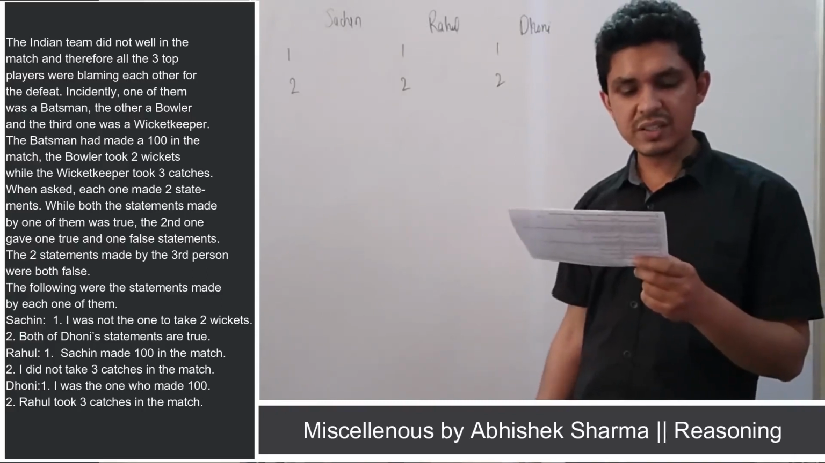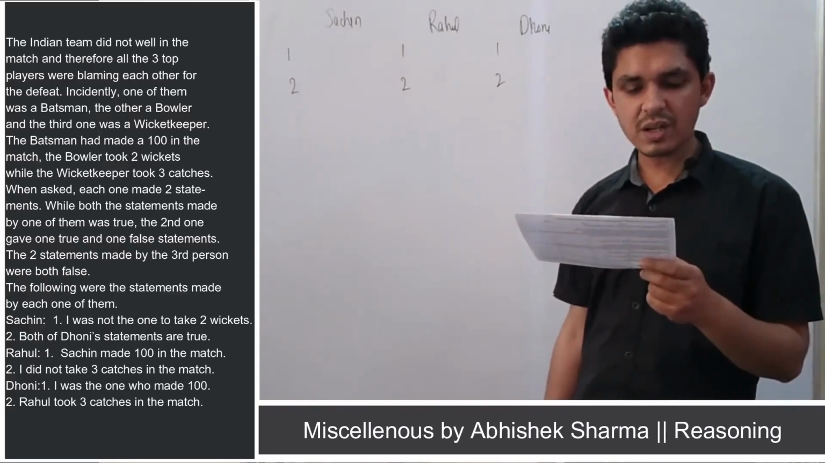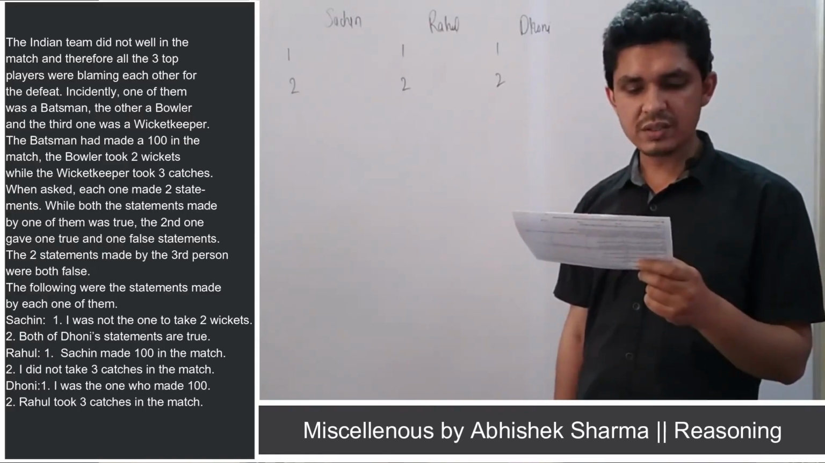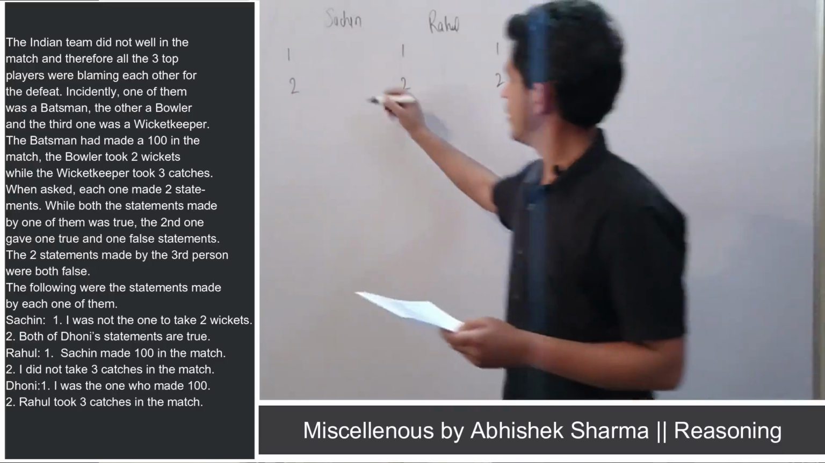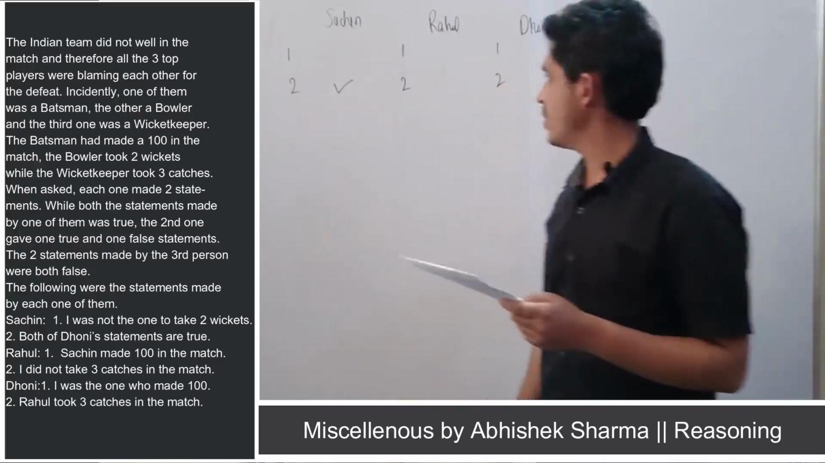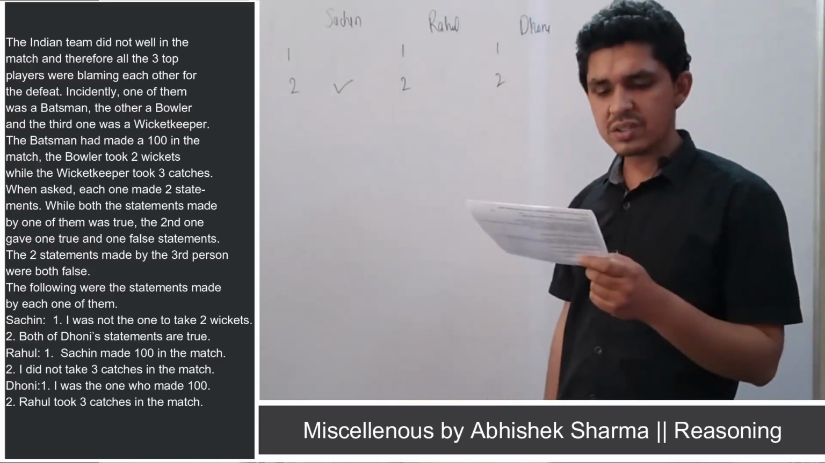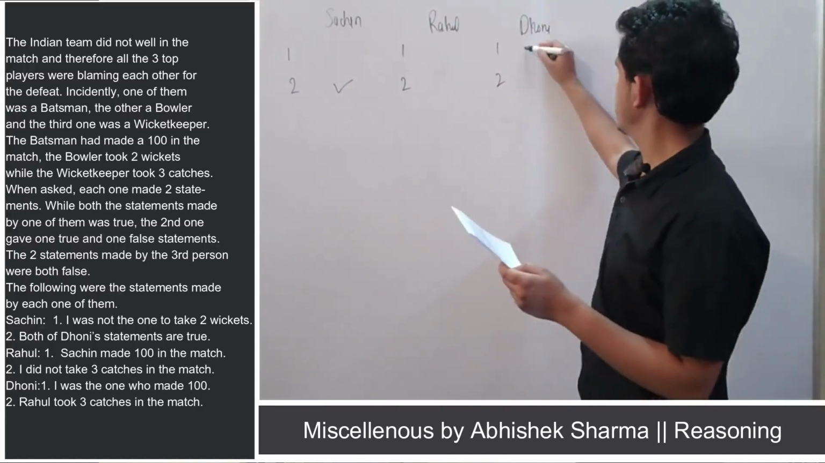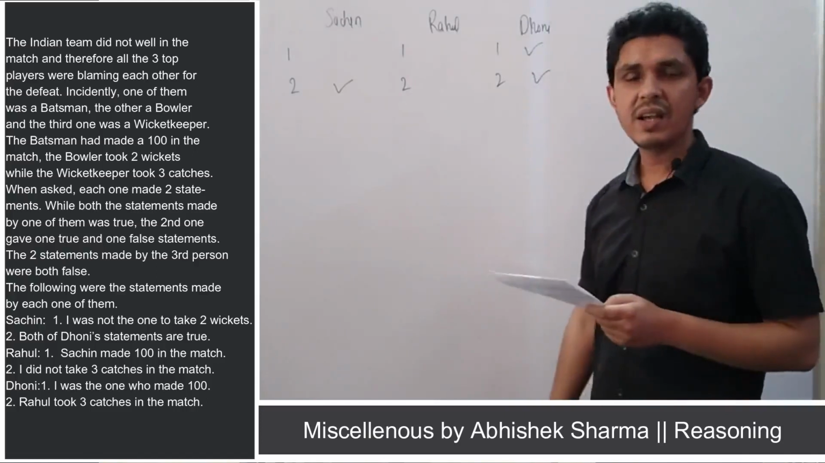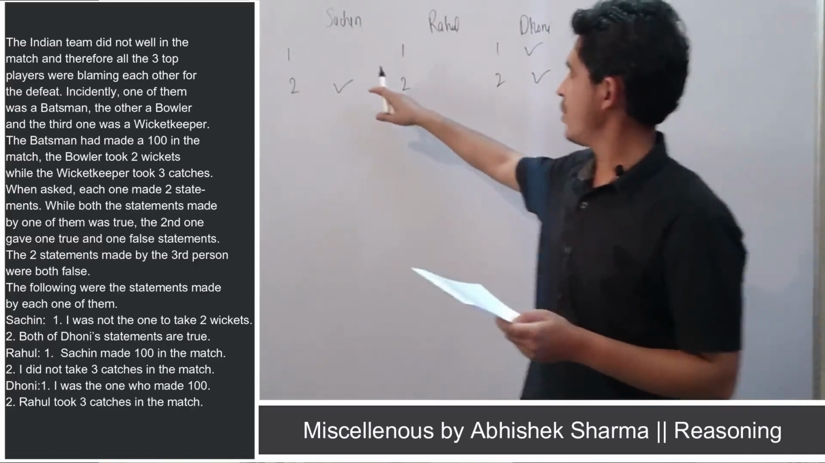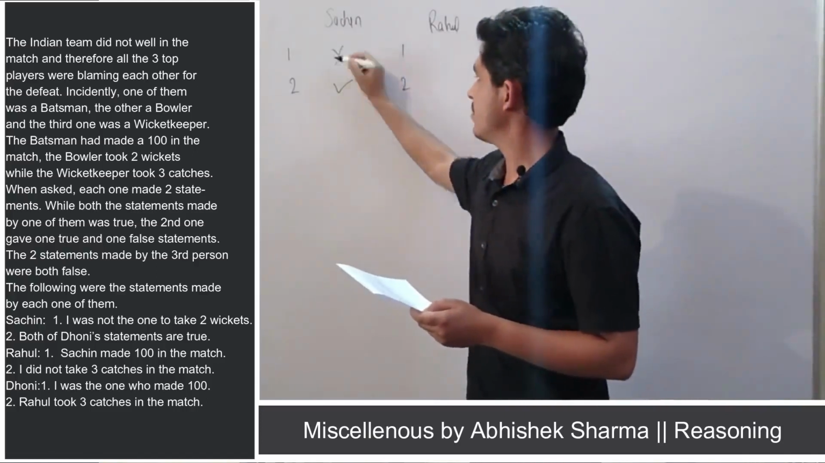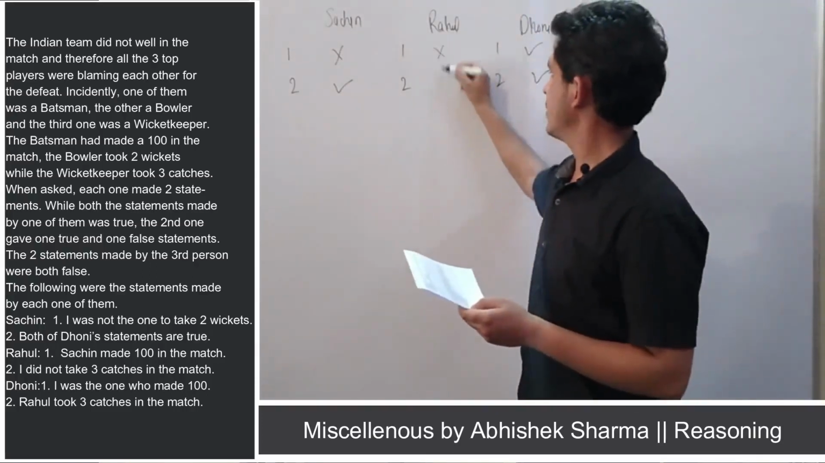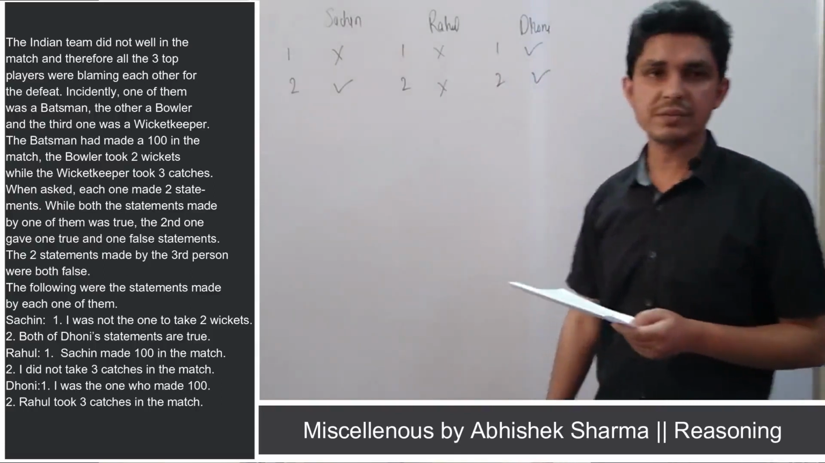And if we check the statement of Dhoni, Dhoni's statement is, I was the one who made 100. Rahul took 3 catches. Okay, if we take the second statement of Sachin, this is saying both of Dhoni's statements are true. That means both of Dhoni's statements should be true, right? And if one statement of Sachin is true, then the second statement of Sachin should be false. And here both statements of Rahul should be wrong.